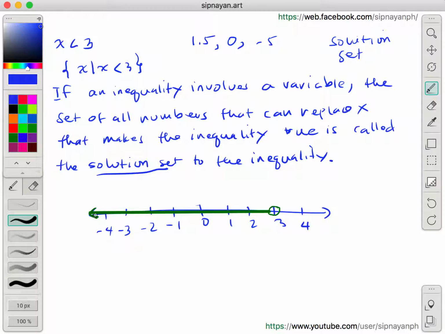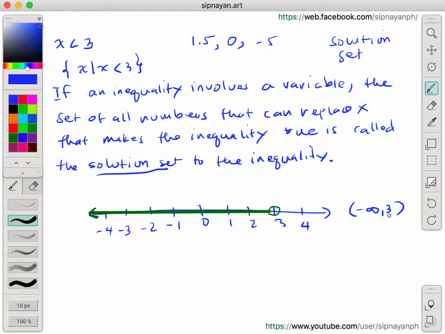Sa interval notation, titignan niya yung interval from left to right. If the graph goes to the left, yung pinakakaliwa niya is negative infinity at ang pinakakanan niya ay positive infinity. At ang pagsulat natin ng interval is from left to right. So ito from negative infinity up to 3. Yung negative infinity, ang kasama niya palagi ay parenthesis.